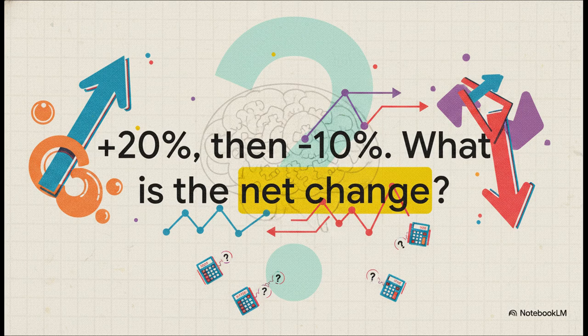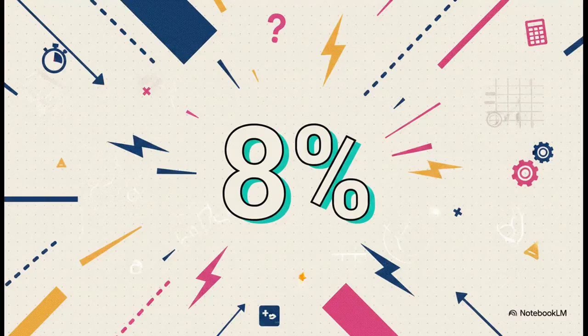If your calculator brain just intuitively subtracted 10 from 20 and guessed a clean 10% increase, well, hold that thought. The actual answer is an 8% increase. No way, right? Shocking. But this is exactly why relying on raw intuition without the proper shortcut is incredibly dangerous on exam day. Let's break down exactly how we got 8.